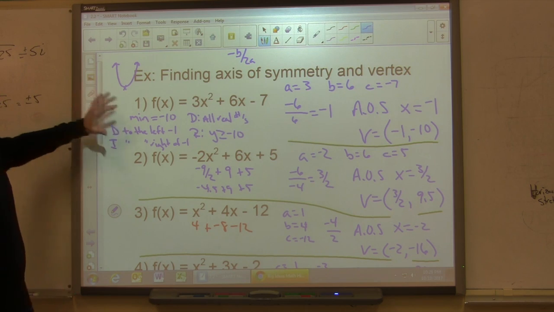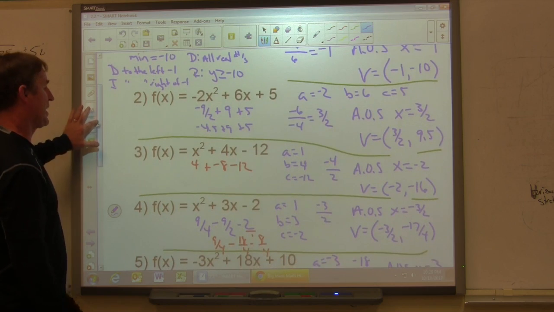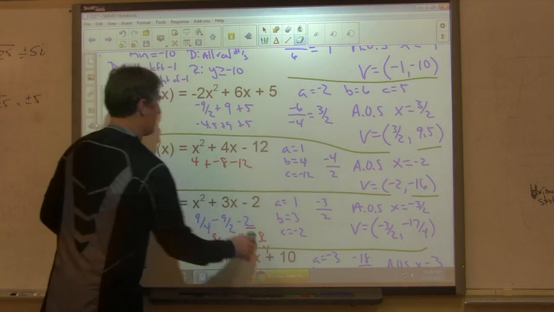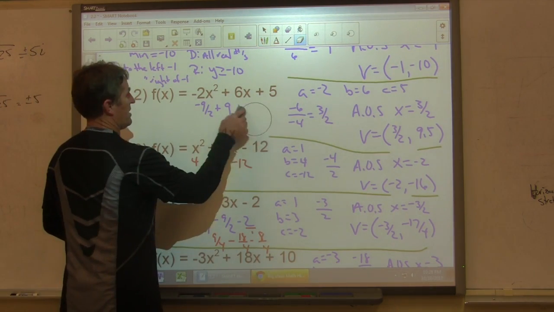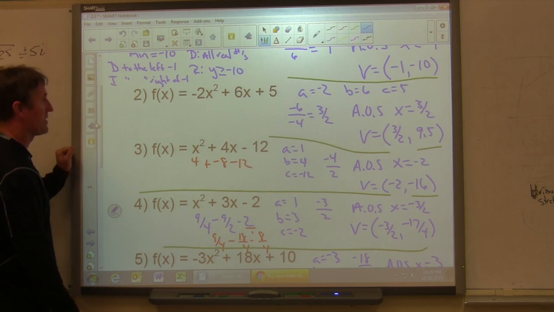So the hard part of this is finding the vertex, but we'd already found that, so I'm just going to go through these again. I would stop it as soon as you feel like you understand it. Try one on your own and see if you've got it, and then you can skip the rest.